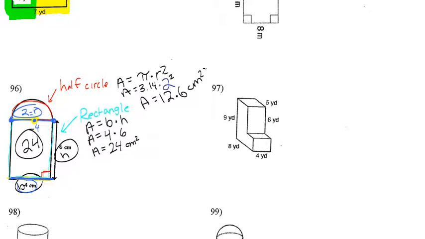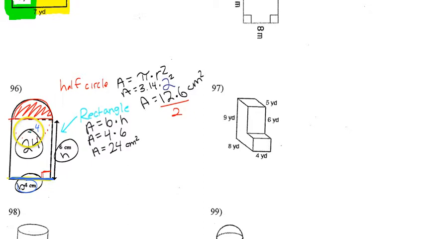Now that area is of an entire circle. It is not just half of a circle. Right here, this whole spot, let me erase some of this so we can see it. This is only half of a circle. So to find the area of half the circle, I'm going to take the area of the entire circle and divide it by 2. That's going to give me this half circle right here.